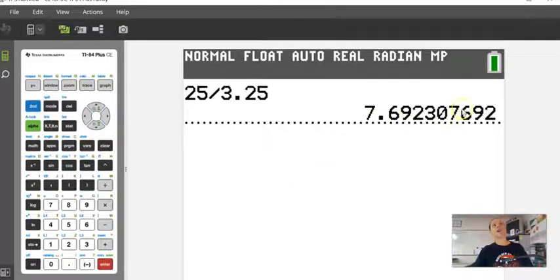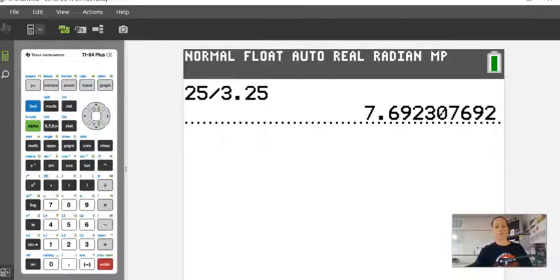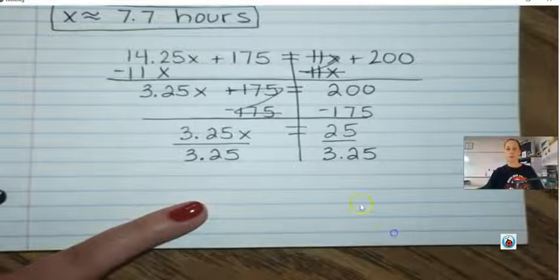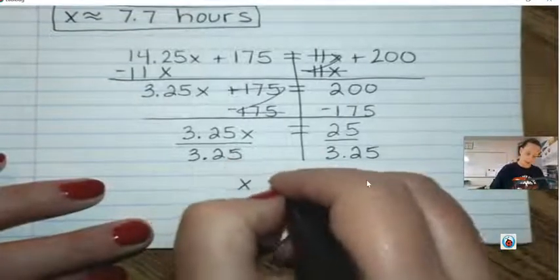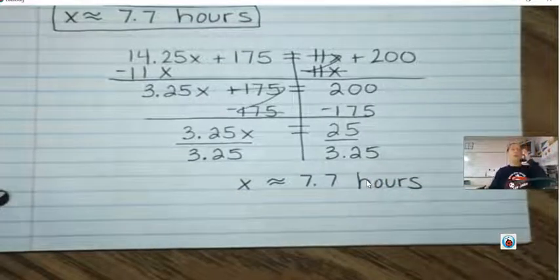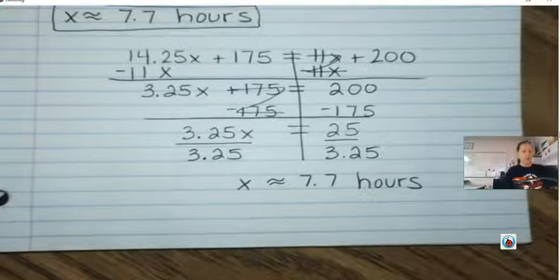That's that x value that we came up with. We rounded to the nearest tenth, so it rounds to 7.7. So x is about 7.7 hours. You don't have to do both ways. Just pick one way, whatever way works for you. Okay, let's try another one like that.